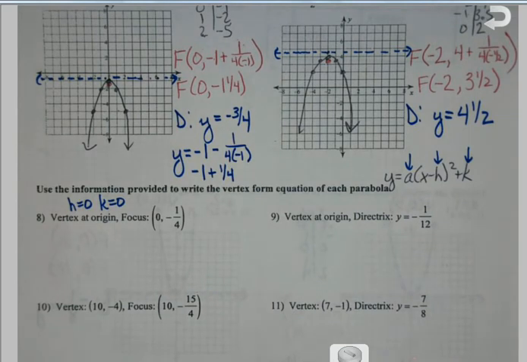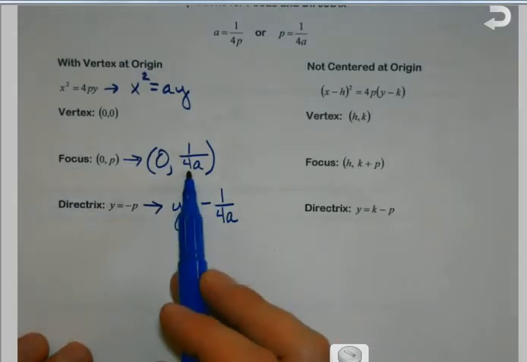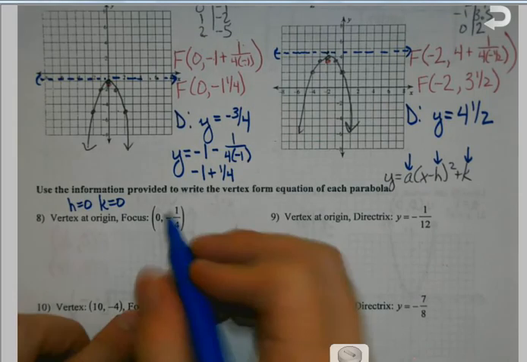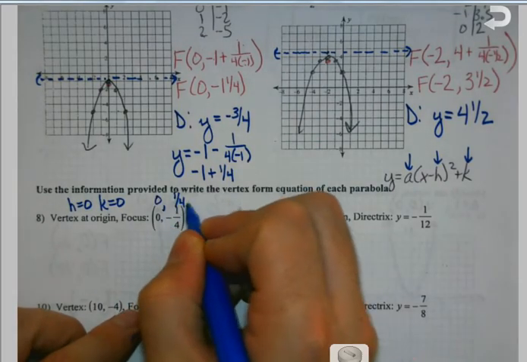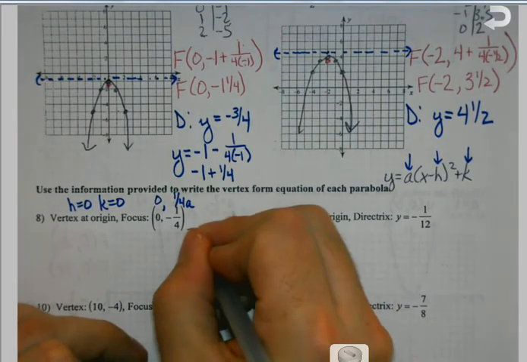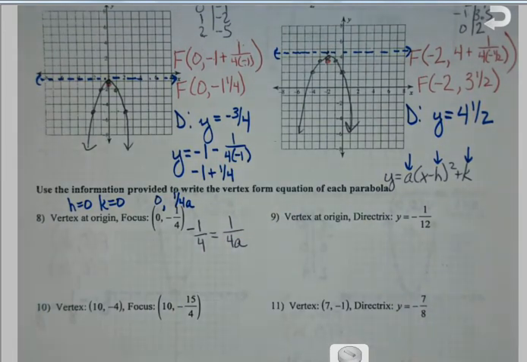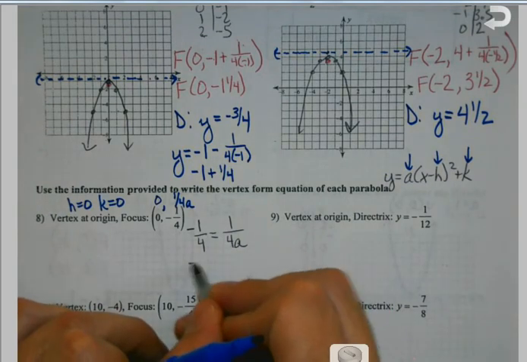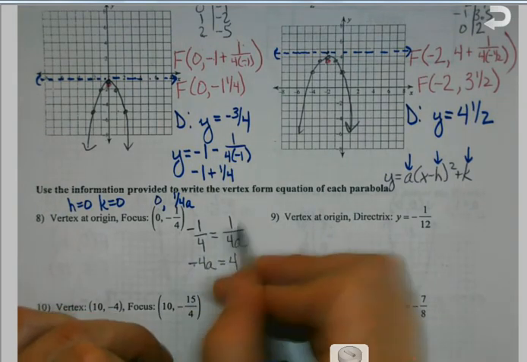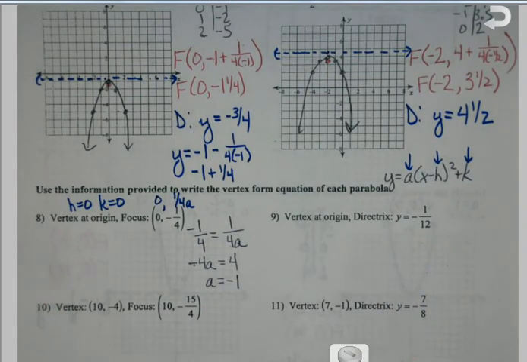Okay, let's see. How am I going to find my a value? Let's look at this formula sheet for a minute. There has got to be a simple way to do this. Oh yeah. Remember, since my vertex is at the origin, my focus is just 0, 1 over 4a. So if this is 0, 1 over 4a, I can figure out what a is by setting up a simple proportion. Because then all you do is cross multiply and set them equal. So I've got negative 4a equals 4 by cross multiplying. So my a value is negative 1.